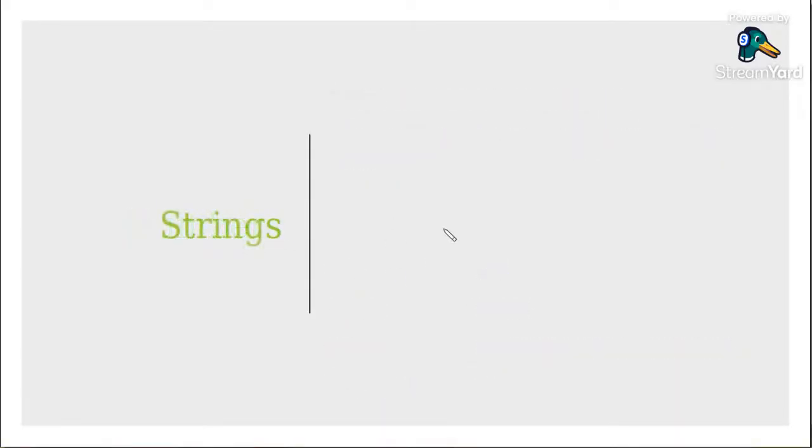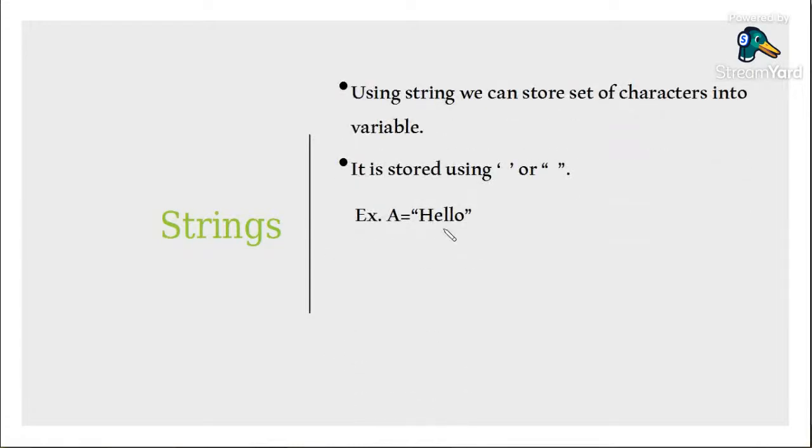The next data type in Python is the string. So what is a string? String is nothing but a set of characters. You are storing a set of characters into a variable, and that will act as a string.